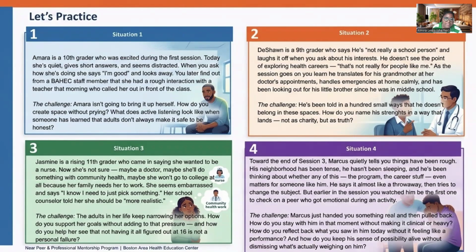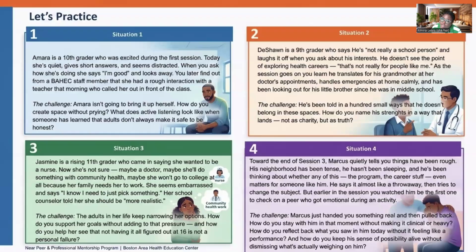Situation one. Amara is a 10th grader who was excited during the first session. Today she's quiet, gives short answers, and seems distracted. When you ask how she's doing she says, I'm good, and looks away. You later find out from a BAHEC staff member that she had a rough interaction with a teacher that morning who called her out in front of the class. The challenge: Amara isn't going to bring it up herself. How do you create space without prying? What does active listening look like when someone has learned that adults don't always make it safe to be honest? So think about that. So pause, think, reflect.